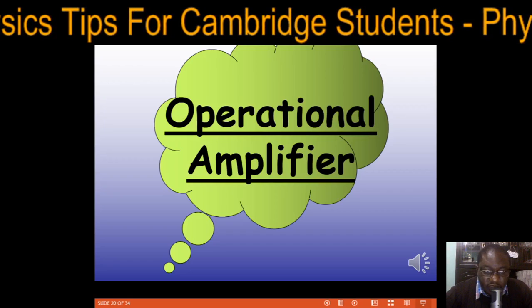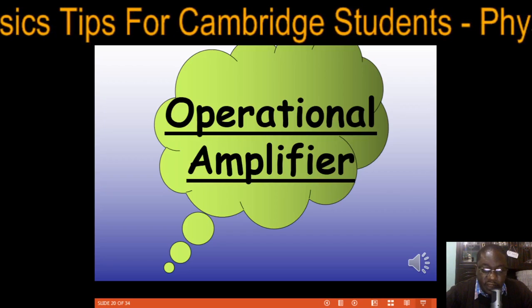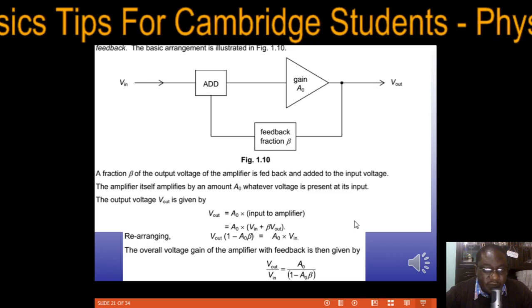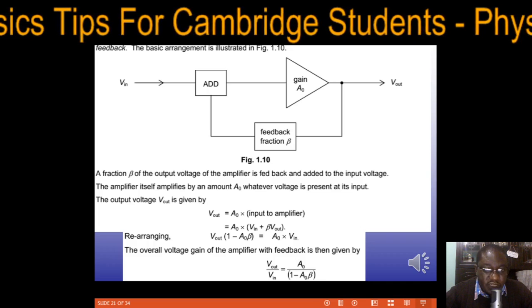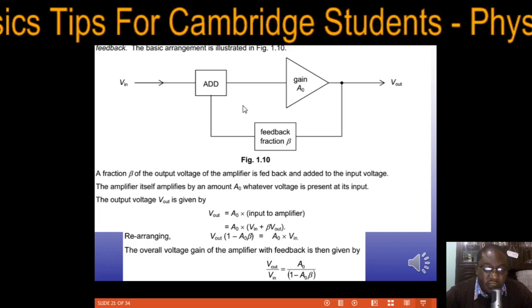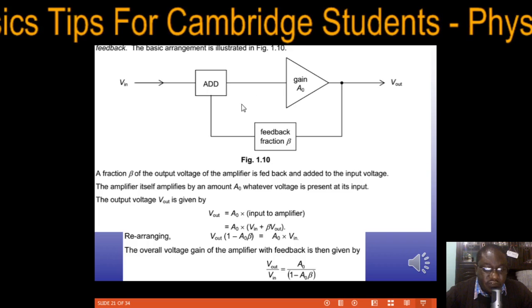Now, this is the second video on the operational amplifier, and we're going to talk about feedback. Feedback is when you feed the output, or part or all of the output, back again to the input, as you can see from there.